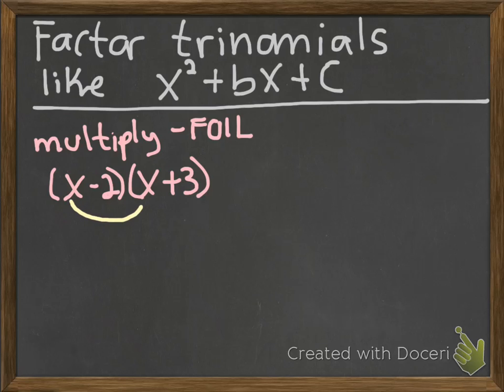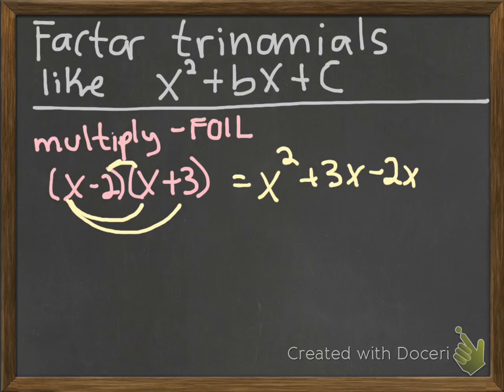FOIL the first, x times x is x squared. The outer, x times 3 is 3x, and then the inner, negative 2 times x is negative 2x, and then the last, negative 2 times 3 is negative 6. Then always combine your like terms every time you're multiplying these. So that'll give me x squared plus 1x, which could be just x, and then minus 6.